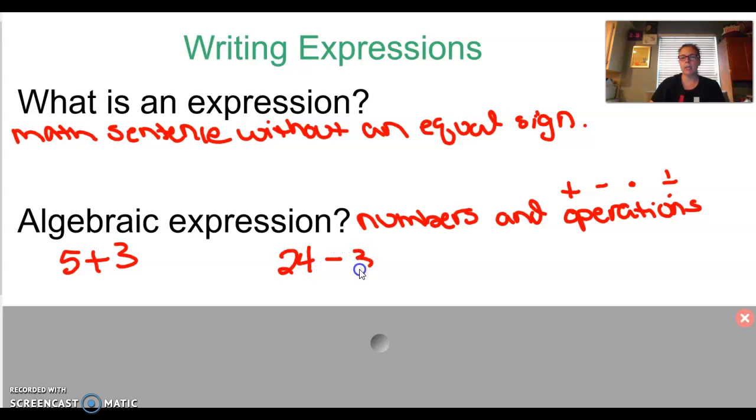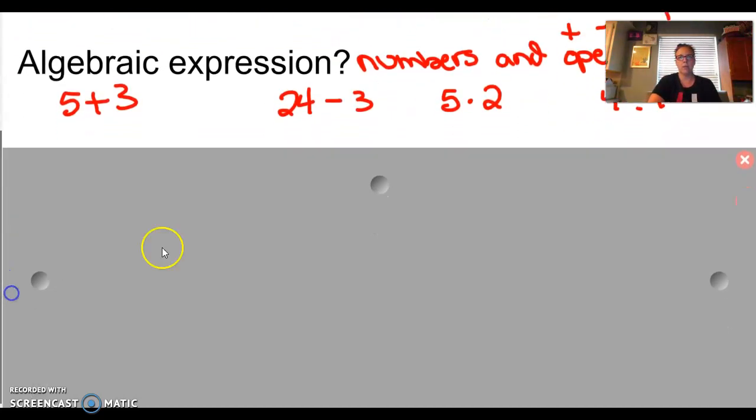24 minus 3, that's an expression. 5 times 2, 4 divided by 1. Those are all expressions. Those are all algebraic expressions. Okay?